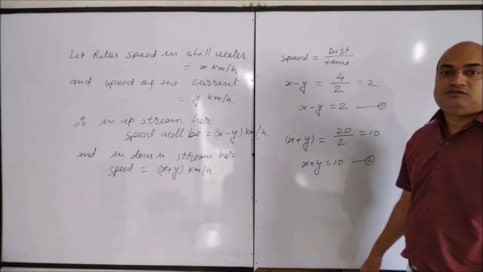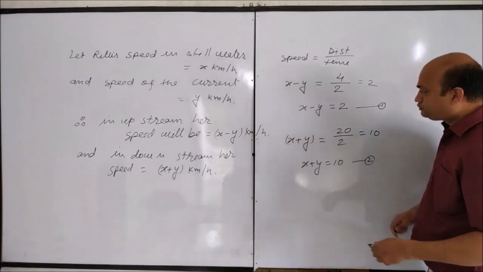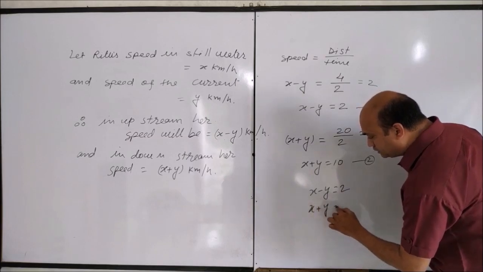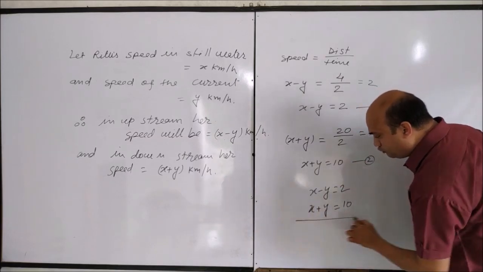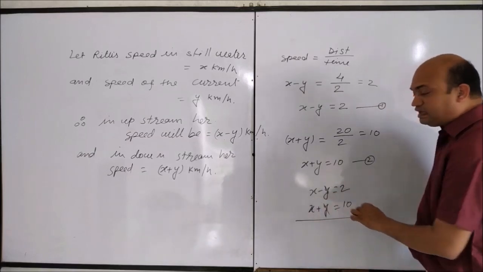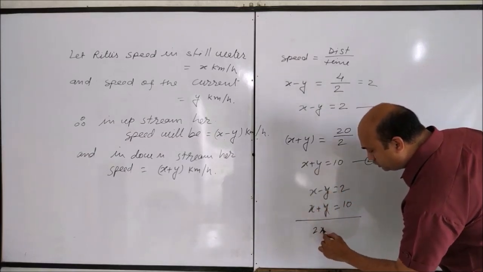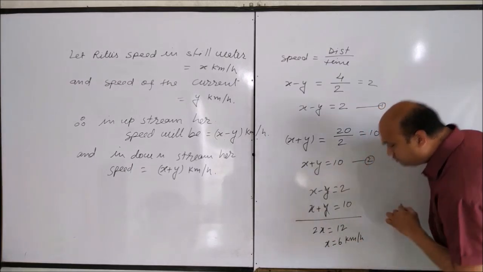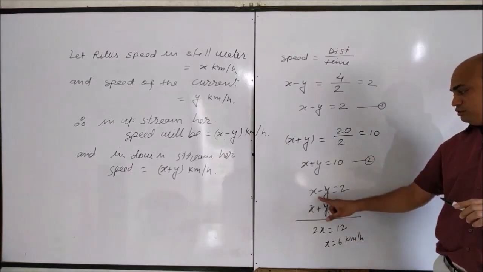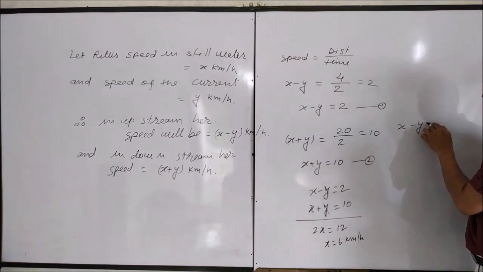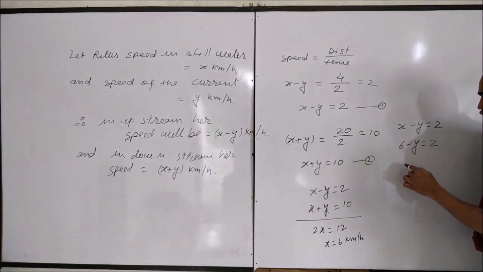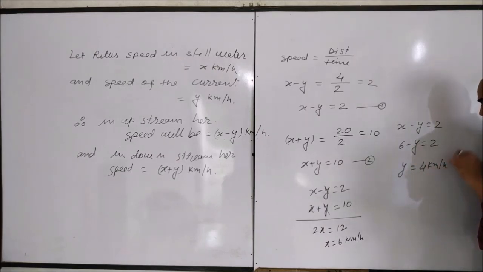These two equations we solve by elimination method. X minus y is 2 and x plus y is 10. We add the two equations. Y will cancel out, x and x will be 2x is equal to 12, then x is 6 kilometer per hour. This value of x we put here. This will be x minus y is equal to 2. X we put 6. 6 minus y is equal to 2. So y we will get 6 minus 2, that is 4 kilometer per hour.